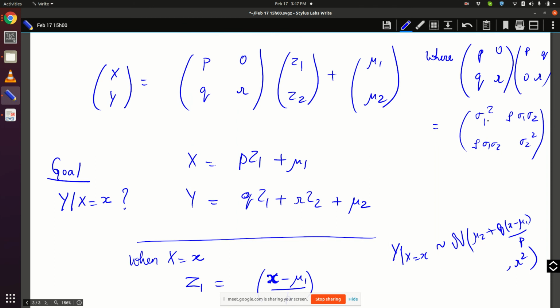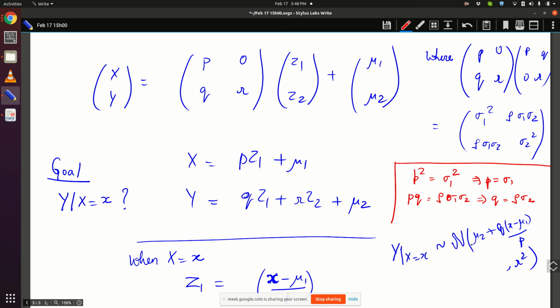So p squared is equal to sigma 1 squared. This is the same thing Mahendra helped me calculate that time. So p squared is the same as sigma 1 squared, therefore p is equal to sigma 1. I can take minus sigma 1 also, there is no problem, but let me take just sigma 1. Then what else? pq is equal to rho sigma 1 sigma 2, therefore this implies q is equal to rho sigma 2.